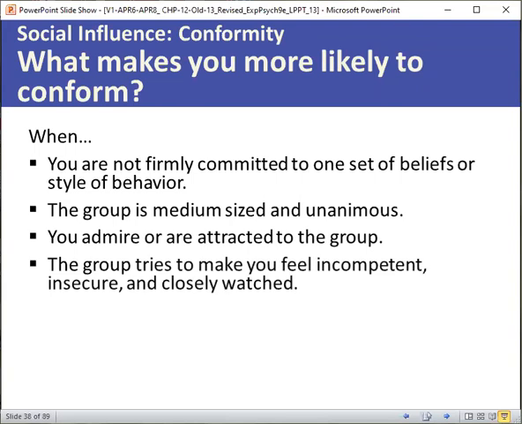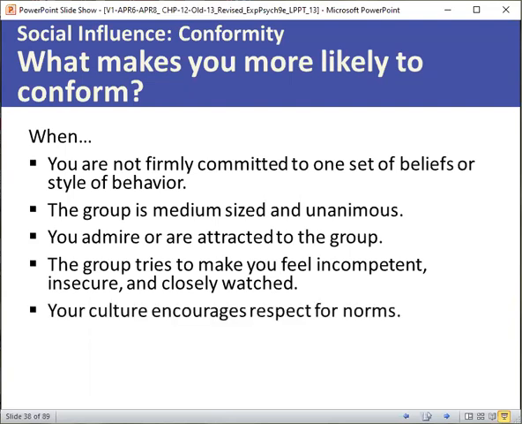The group tries to make you feel incompetent, insecure, and closely watched. So they have an eye on you. So if your group has this going for it, well, those people are idiots if they believe that, or they make you feel insecure, or they keep watching you, then you're more likely to conform. And your culture encourages respect for norms. So these are the factors that make it more likely for an individual to conform.